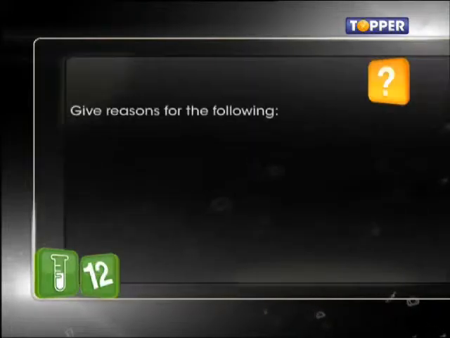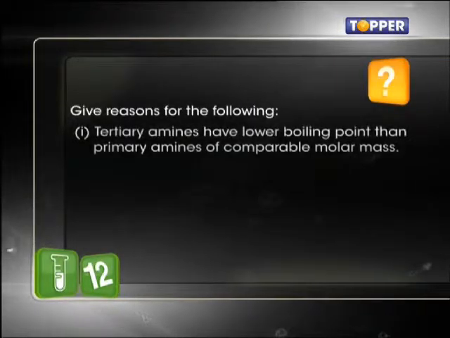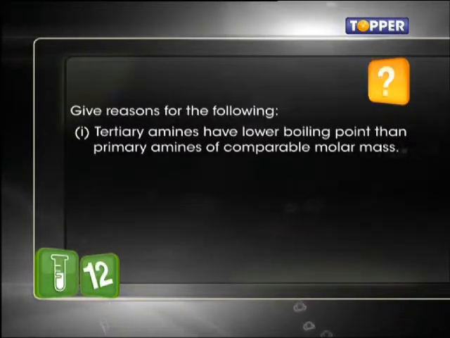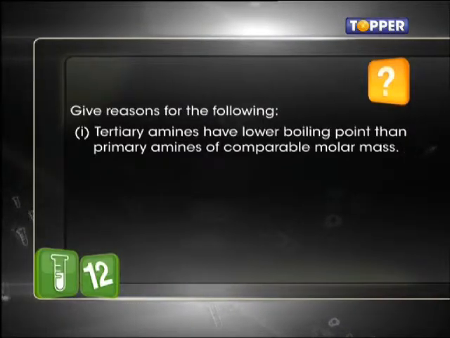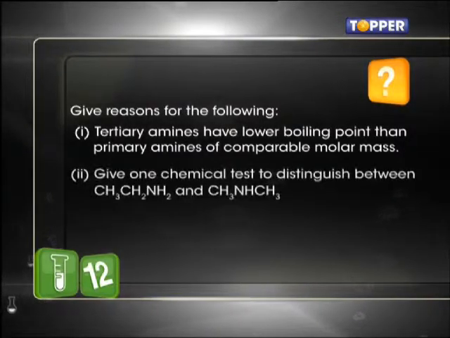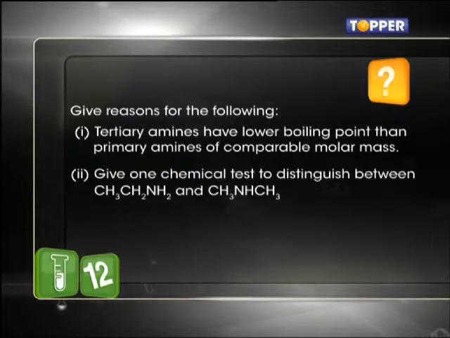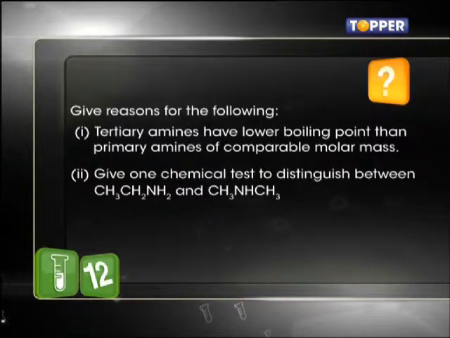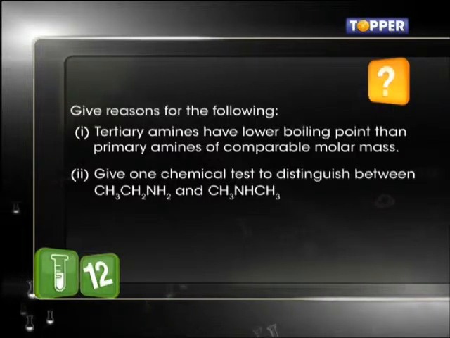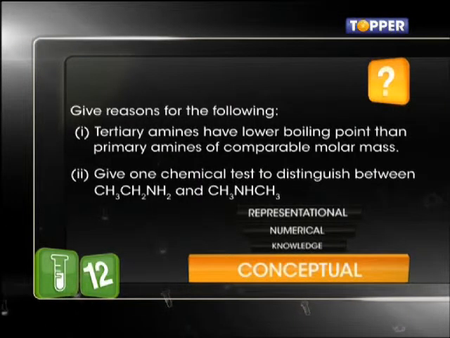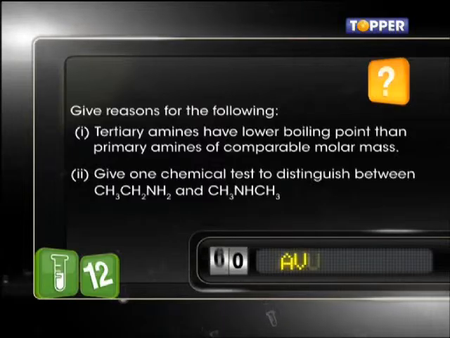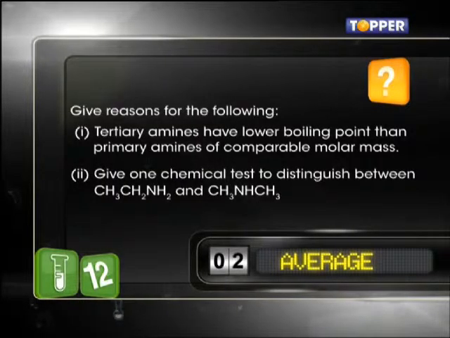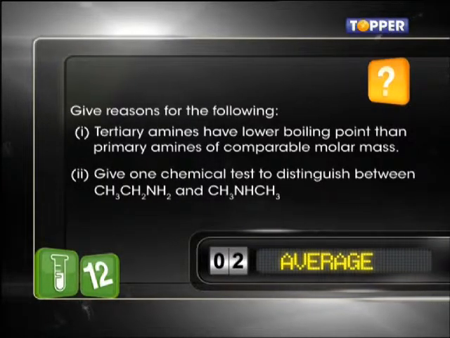That was a heavy 5-marker. Let me take you to our next practice question, which will put you at ease. Check it out. You need to give reasons as to why tertiary amines have lower boiling point than the primary amines of comparable molar mass, and give one chemical test to distinguish between ethylamine and dimethylamine. This is a 2-marker, is based on conceptual ability and rated as average on our difficulty meter. Ready for it? Let's go.